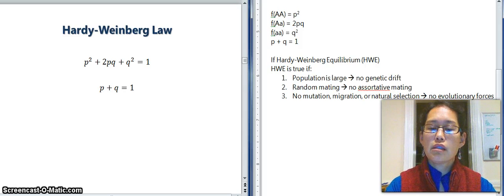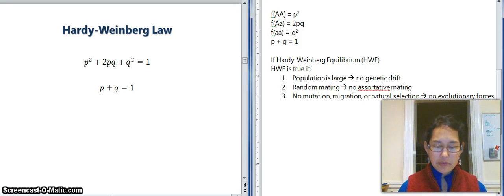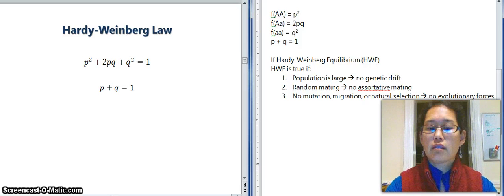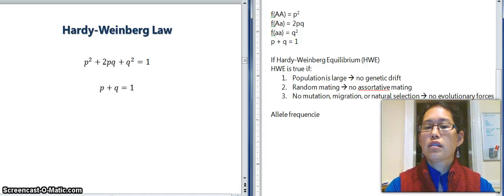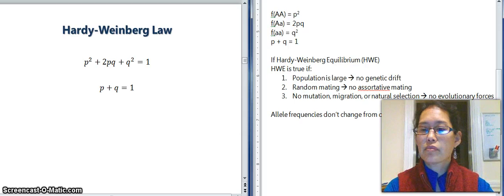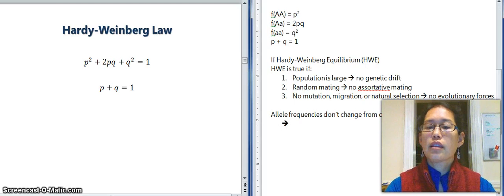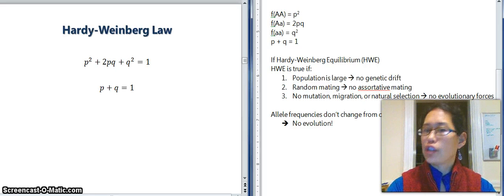What this means is that under Hardy-Weinberg equilibrium, allele frequencies don't change from one generation to the next. And this means that the population is not evolving, because evolution by definition is changes in allele frequency.